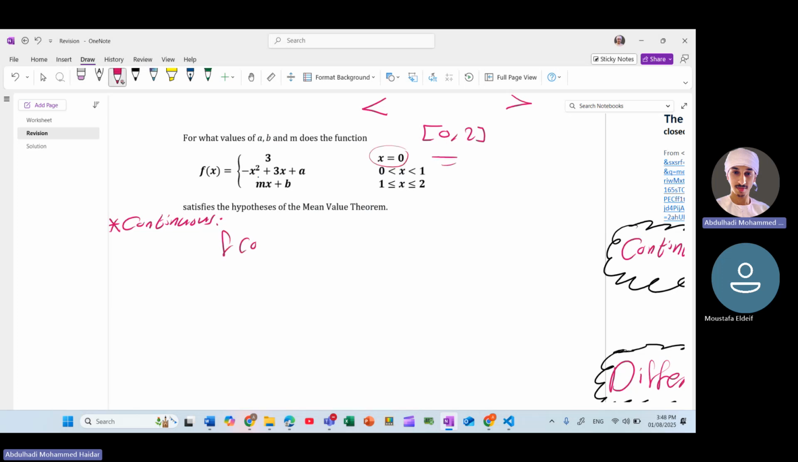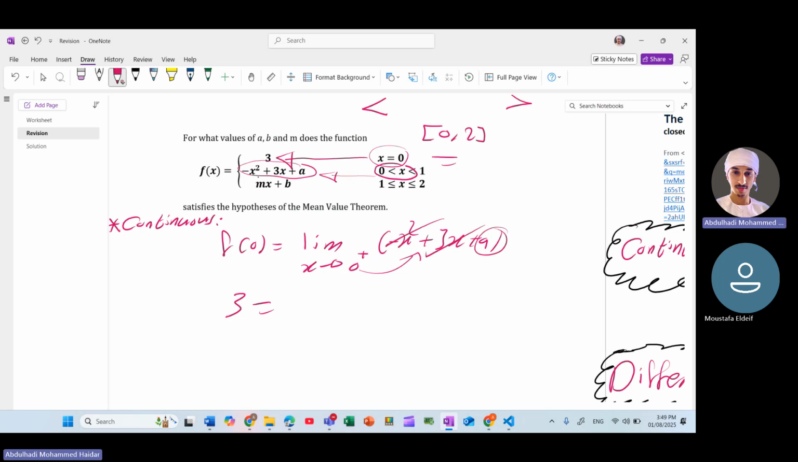So f of 0 equals the limit as x approaches 0 from the right. Why? Because it's greater than of this function. Now substitute: f of 0 is 3. Just put 3. Limit as x approaches 0 from the right, just substitute 0 here. So this one will be deleted, this one will be 0, and then it's going to be A. So A is equal to 3. So this is the first one.